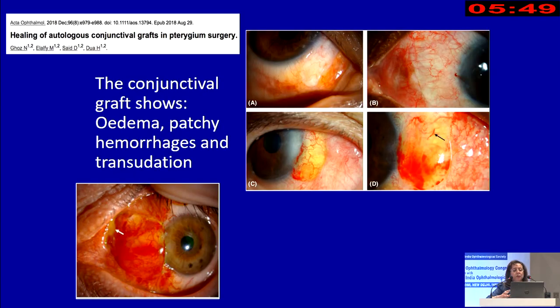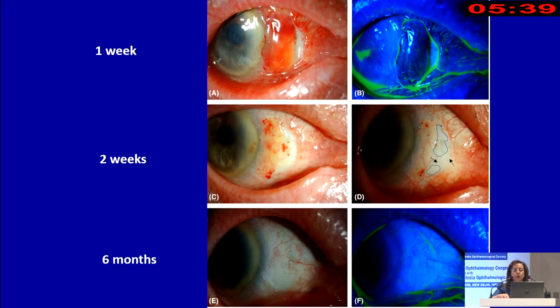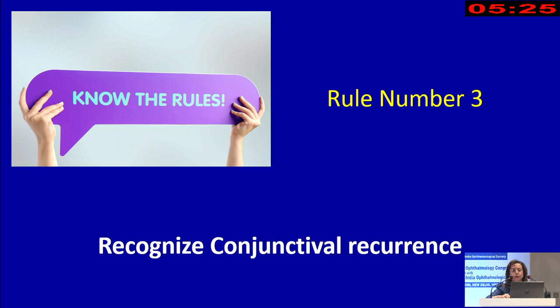Now, when you do an autoconjunctival graft, you will find that the graft will swell initially because of exudation, edema, and transudation of tissue, but then eventually it will all settle back. So this is 1 week after. Don't be worried if you see that quite edematous graft initially, because eventually it will settle down as soon as the vascularization happens between the autoconjunctival graft and the patient's tissue.